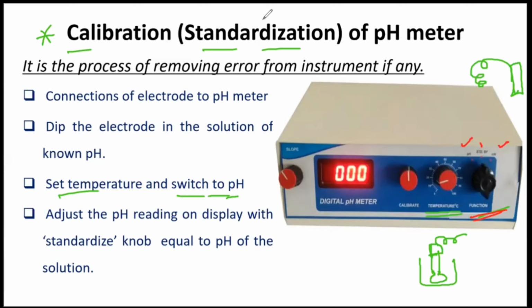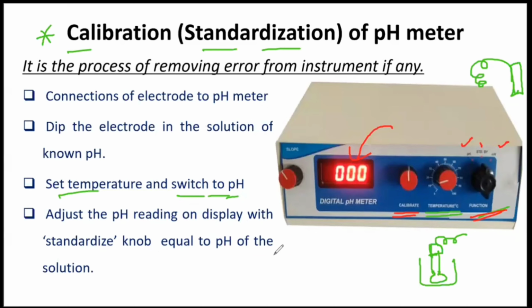It means in this way, we have to switch it on the pH mode and adjust the pH reading on display with the standardized knob equal to pH of solution. It means this is the knob, the calibrate knob. You can see this is the calibrate knob, and with the help of calibrate knob, we have to set this digital display reading to the solution of known pH.